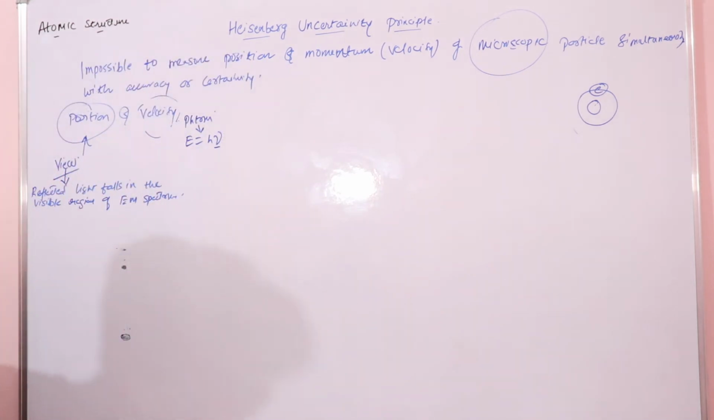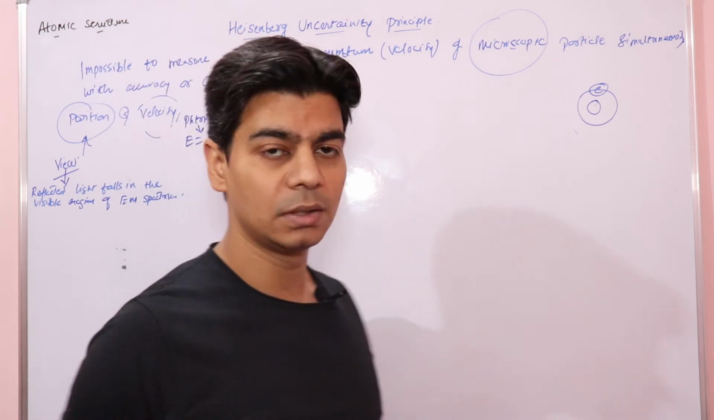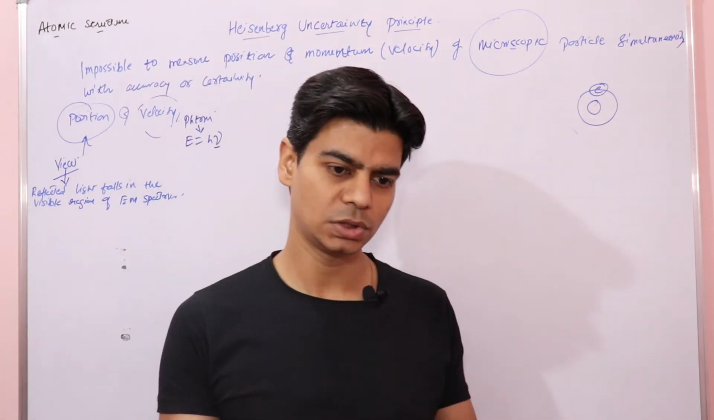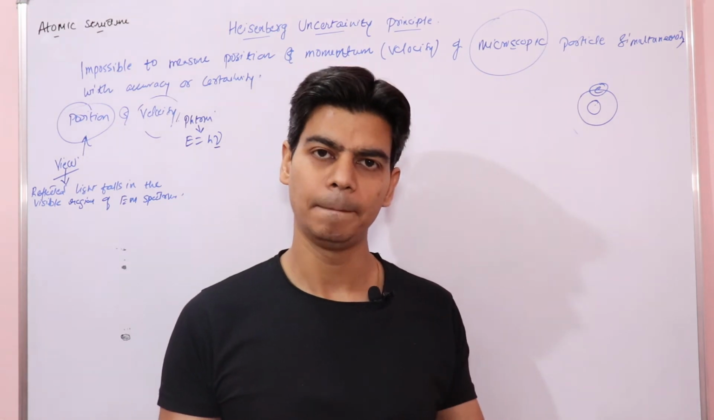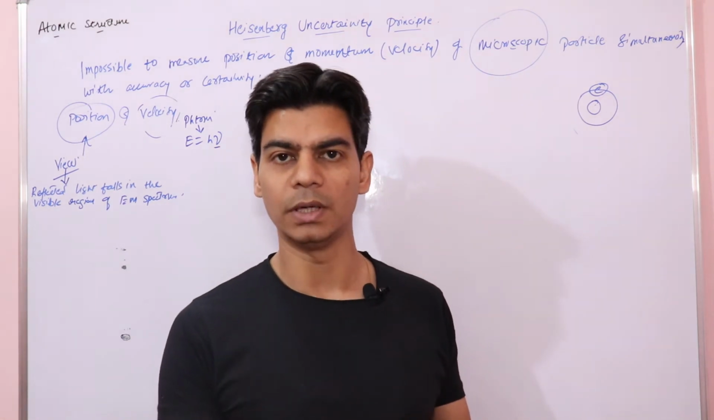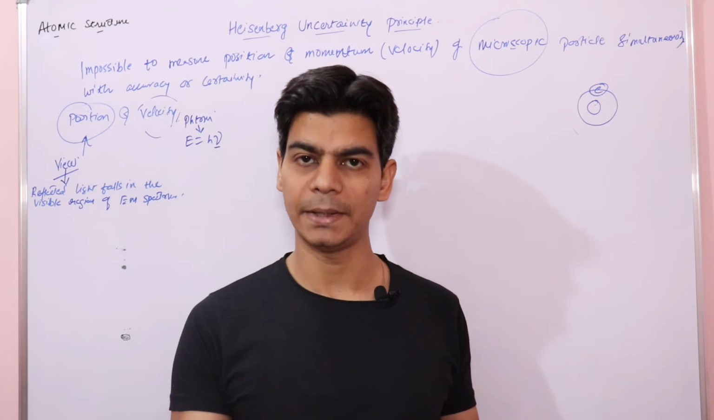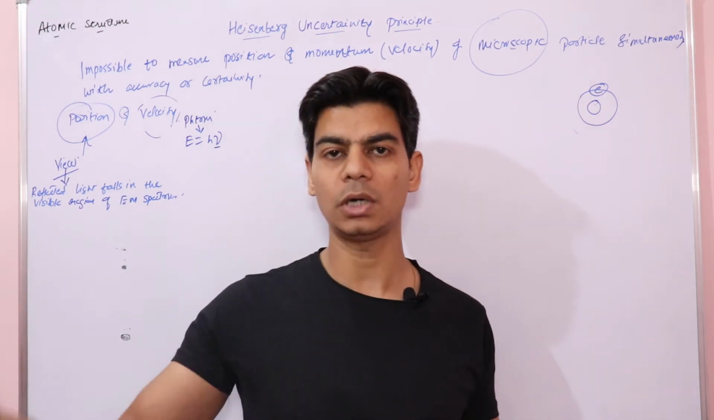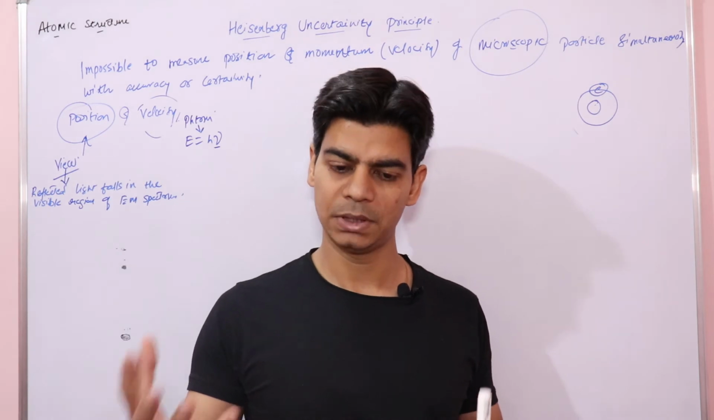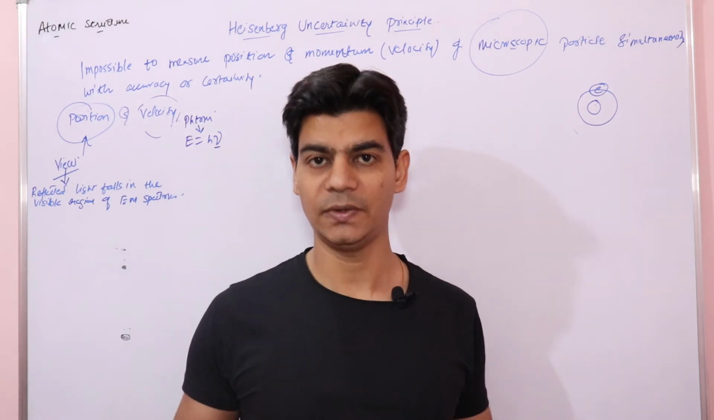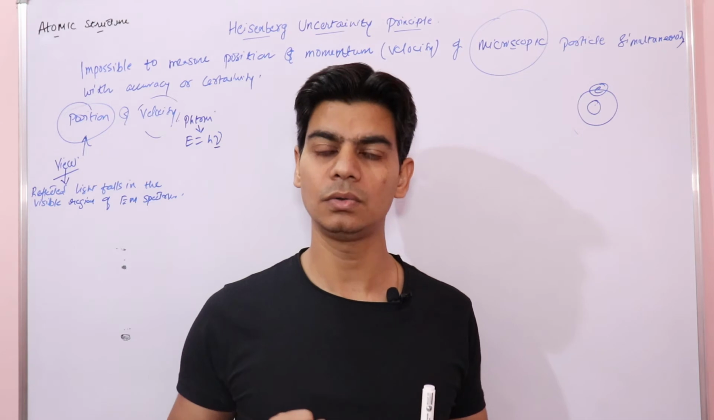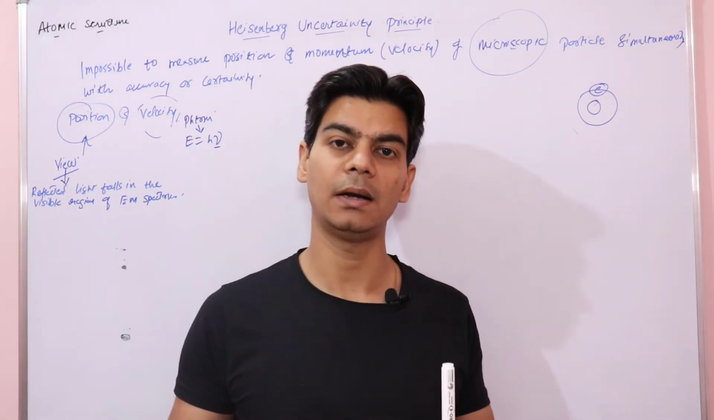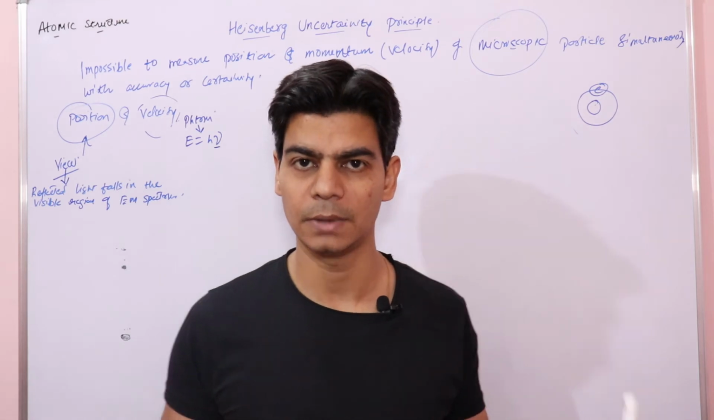But let's talk about microscopic particles. What about microscopic particles? If you have an atom and you want to see any object at the atomic level, then the electron moving around the atom would not be visible using ordinary light, because ordinary light has less frequency, and in order to see those extremely small microscopic particles, you need light of very high frequency.